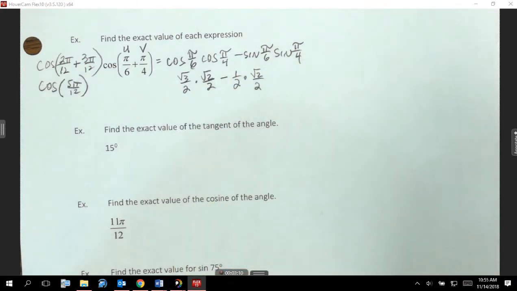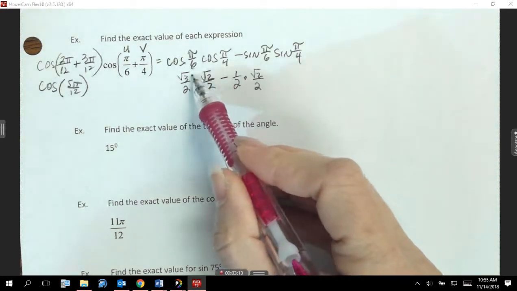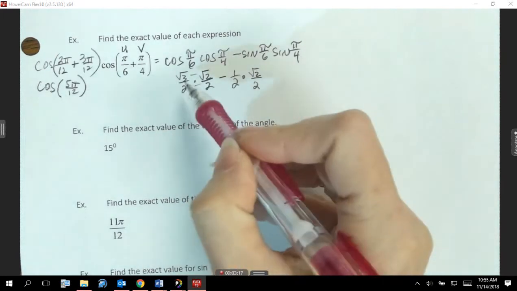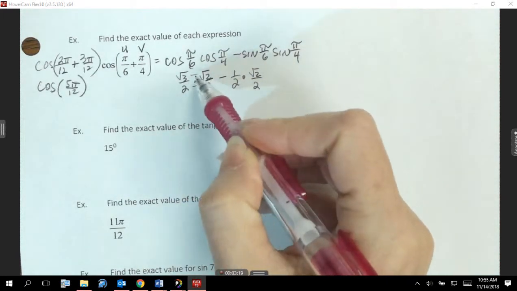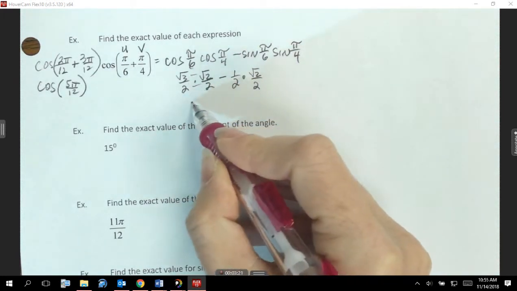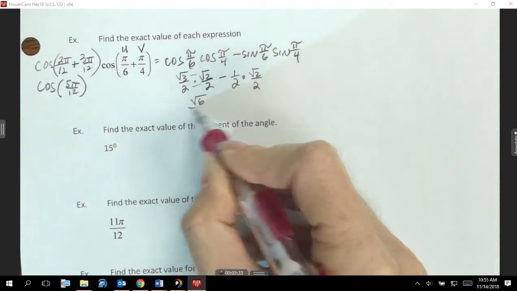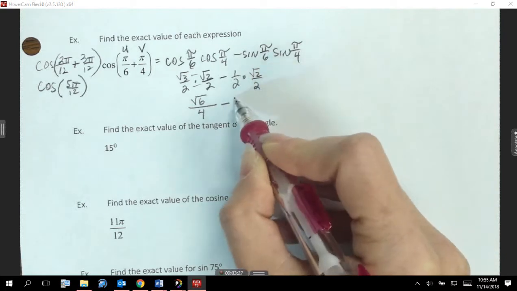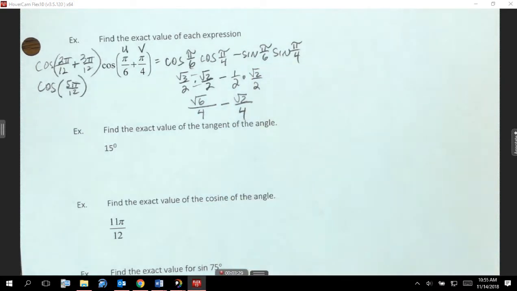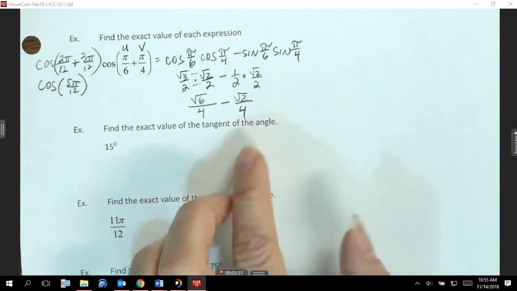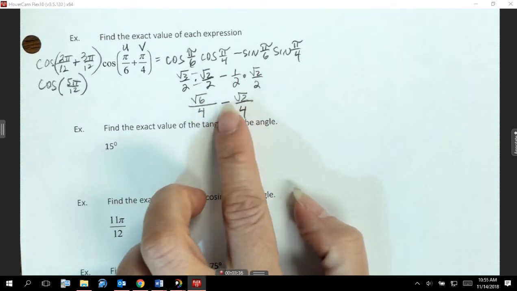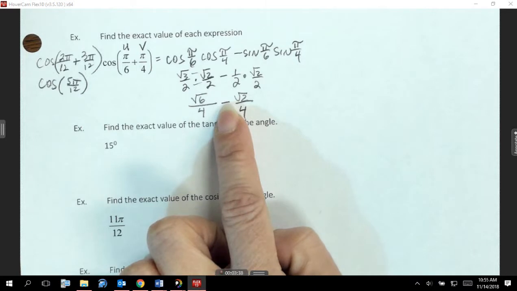How do we multiply fractions? Straight across. When it's multiplication, you can do whatever you want. Can I multiply two radicals that aren't the same? Yeah. So radical 3 times radical 2 is radical 6 on top of 4, minus radical 2 over 4.